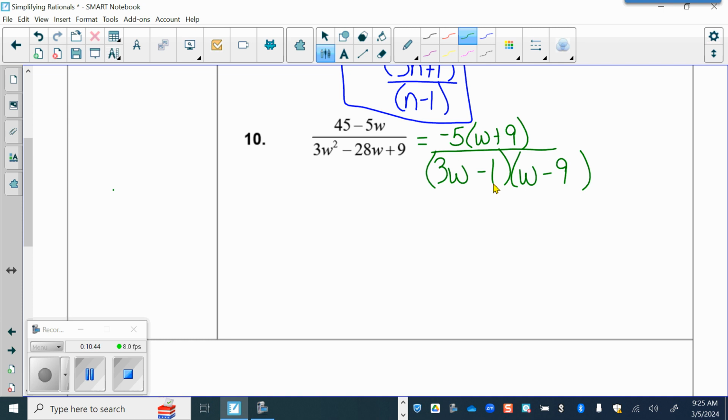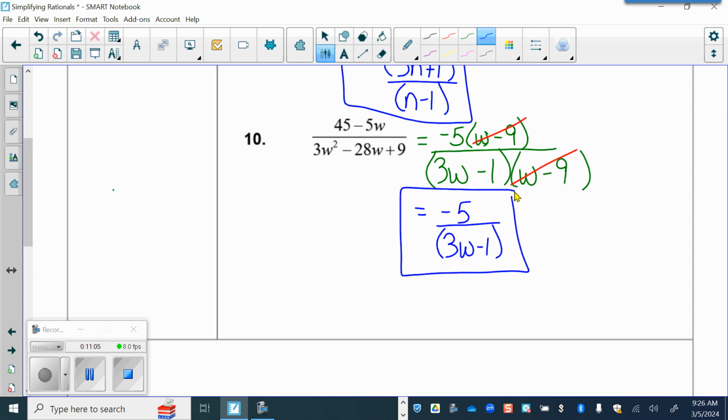A negative times, small mistake here. +45 divided by -5 is -9. Eliminate. -5 divided by 3W minus 1. All right, so take a moment, write your summary.